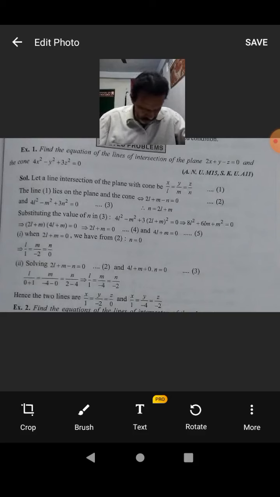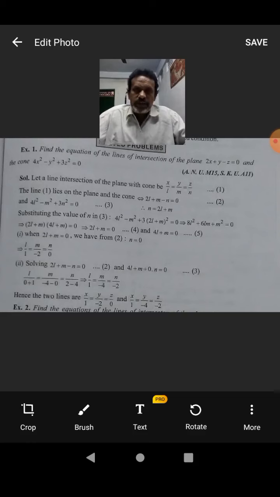Substituting the values, the same will be substituted in the plane also. You will get 2l plus m minus n is equal to 0. Here n is equal to 2l plus m. That can be substituted in the relation 4l square minus m square plus 3n square is equal to 0. You will get 4l square minus m square plus 3 into 2l plus m whole square is equal to 0. Finally you have 8l square plus 6lm plus m square is equal to 0.